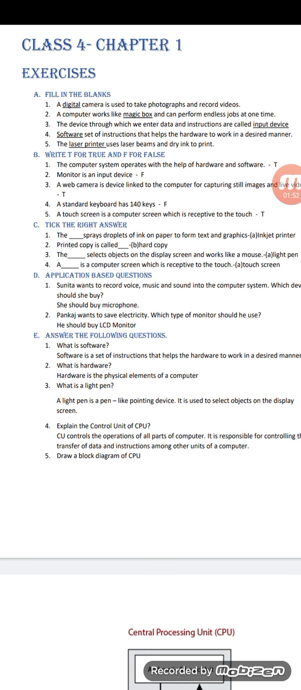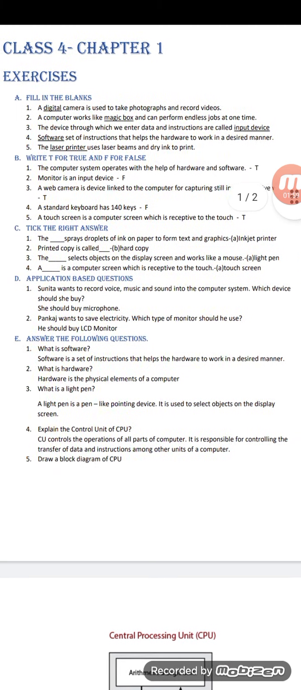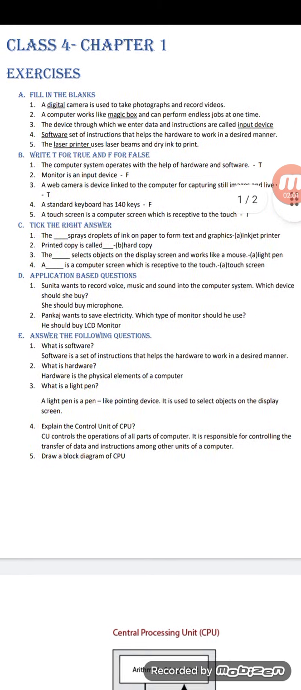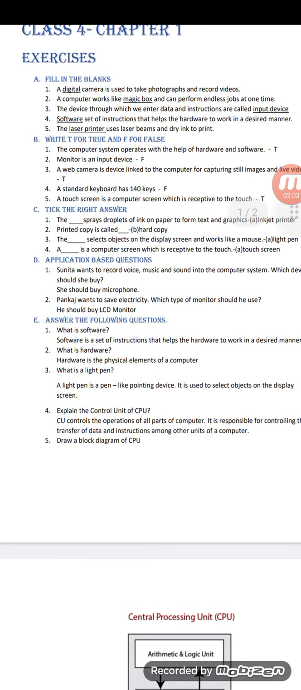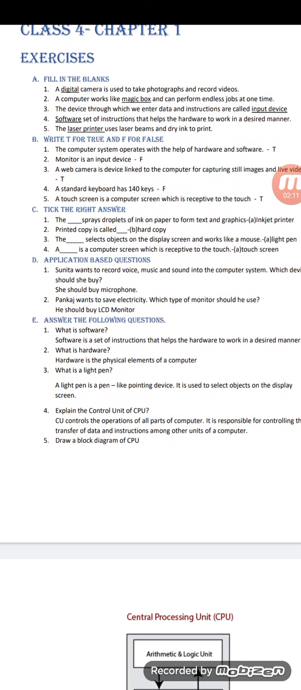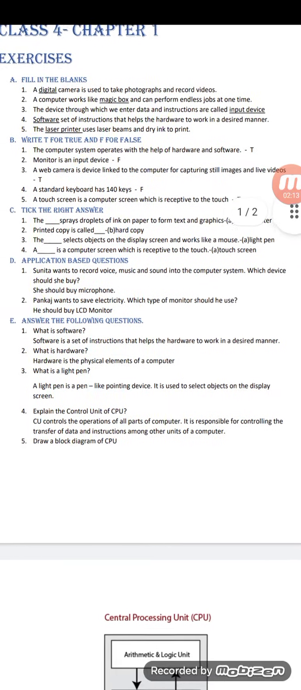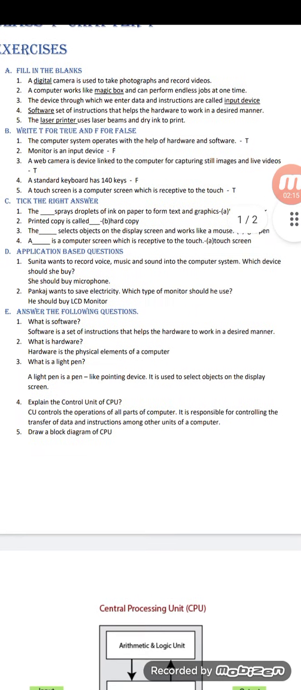Then B part, write T for true and F for false. The computer system operates with the help of hardware and software. Yes, true. Monitor is an input device. False. Monitor gives us the output. So F.